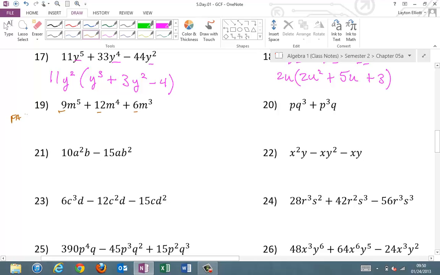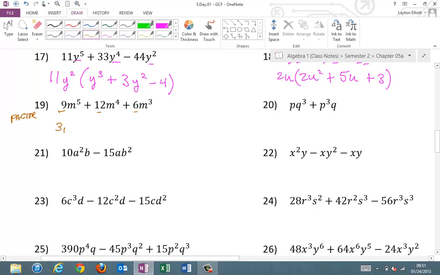9, 12, and 6 should bring to mind some 3's. Yeah, that's what I was thinking as well. So if I think about the 3, then this would be 3 times 3, 3 times 4, and 3 times 2. So yeah, I think 3 is the biggest factor that they would all have in common. Almost like a greatest common factor.